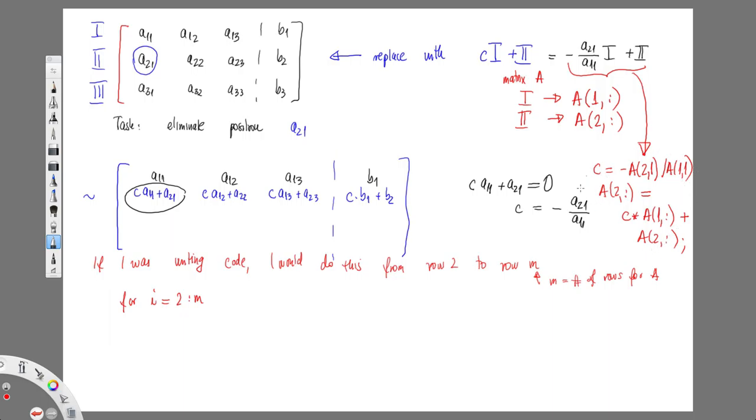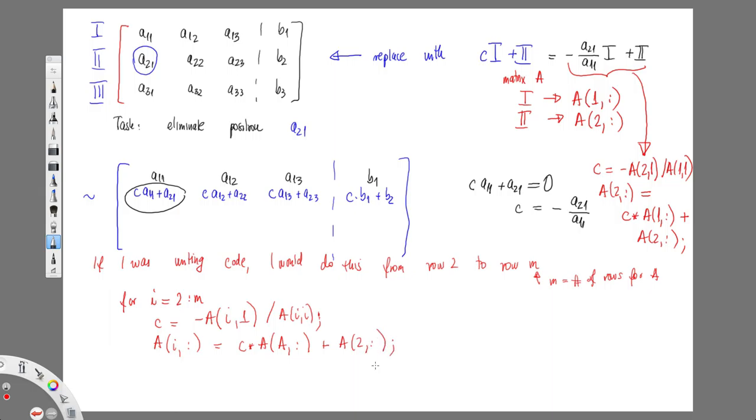So this piece of code that worked for row 2, I want it now to work for row I. C equals A of 2, 1. So the key thing is to replace 2 by I, right? Because I want it to work for every I. Divided by A of I, 1. And then this replacement of the row, A of I comma, is C times A of 1 plus A of I.